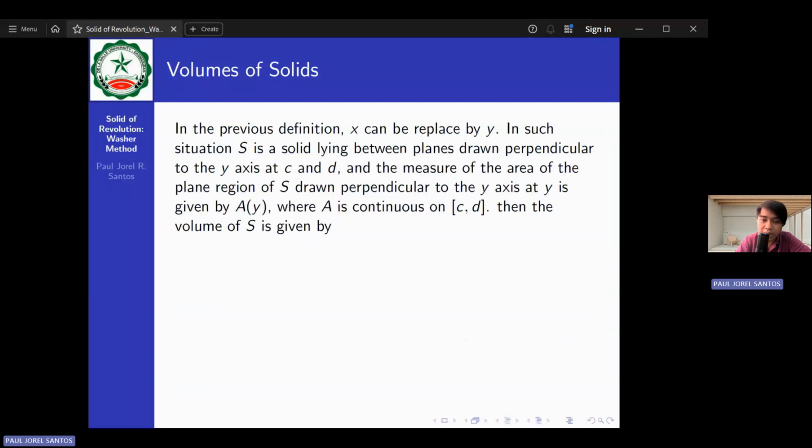And the measure of the area of the plane region of S drawn perpendicular to the y-axis at y is given by A of y. So A of y is x as a function of y. Now, A should also be continuous from c to d, the closed interval c to d. And then the volume of S is given by, and the only difference between the formula earlier and this formula is that instead of having x, we have y.